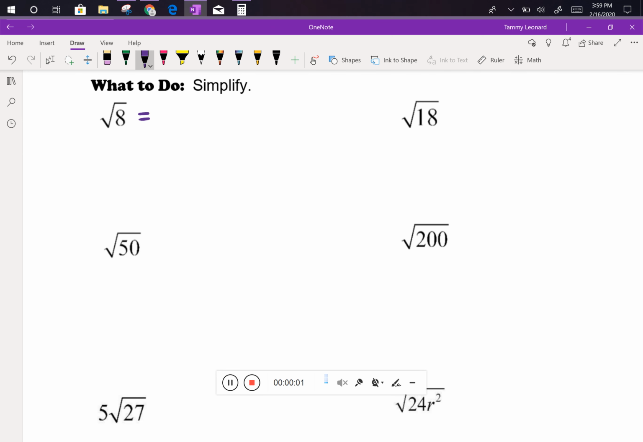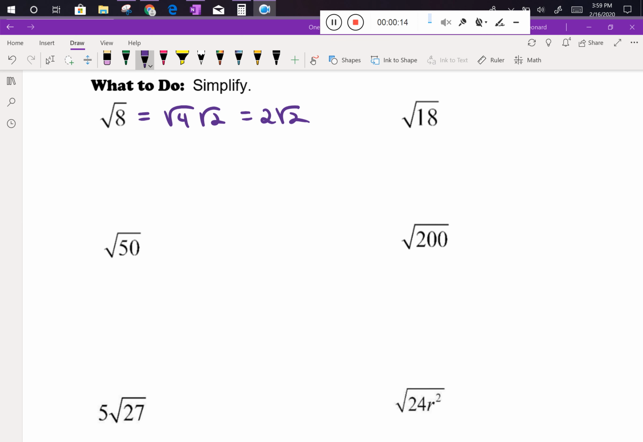The square root of 8 is equal to the square root of 4 times the square root of 2, and we can take the square root of 4 to get 2 root 2. The square root of 18 is equal to the square root of 9 times the square root of 2, so that's 3 root 2.